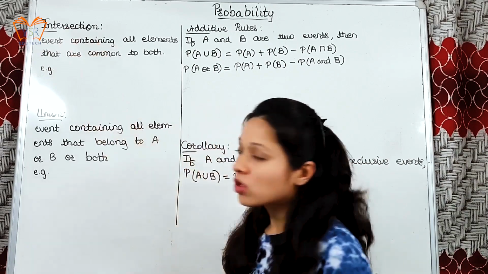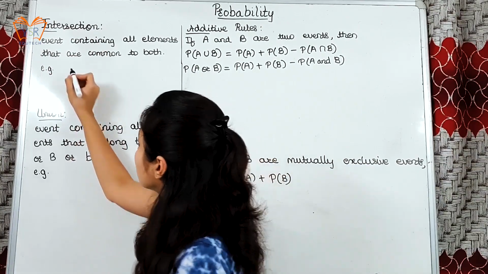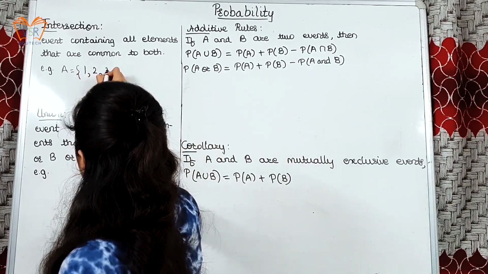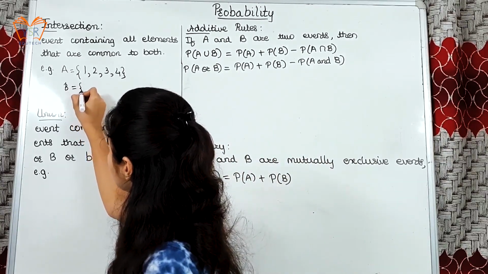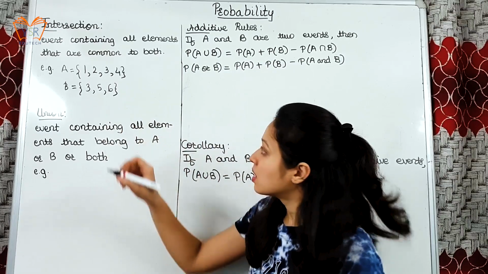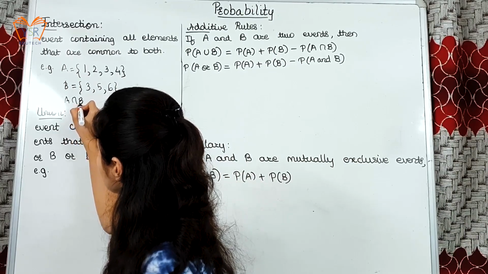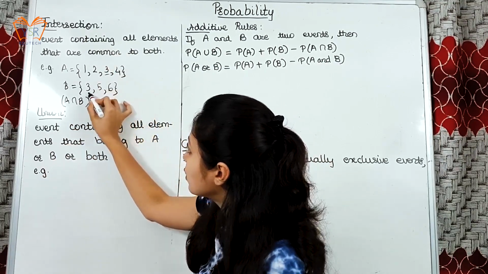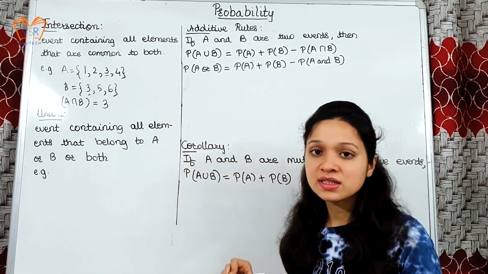Intersection: the event containing all the elements that are common to both the events. This simply means, suppose there is an event A that consists of elements 1, 2, 3, 4. And then we have event B. It consists of elements 3, 5, 6. And we are supposed to find the intersection of A and B. Elements common in both. You can see there is only one element that is common. So the intersection of A and B will be one element, that is 3.